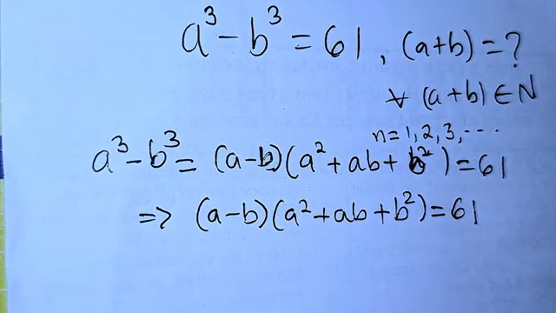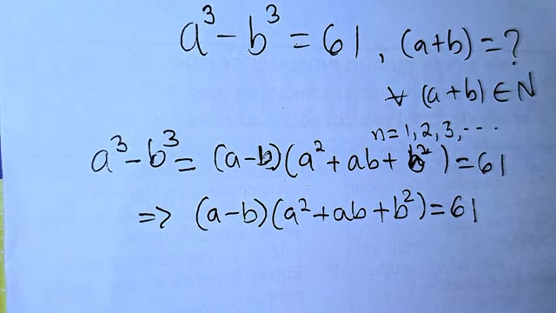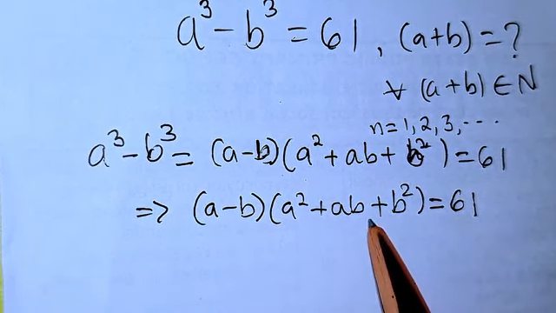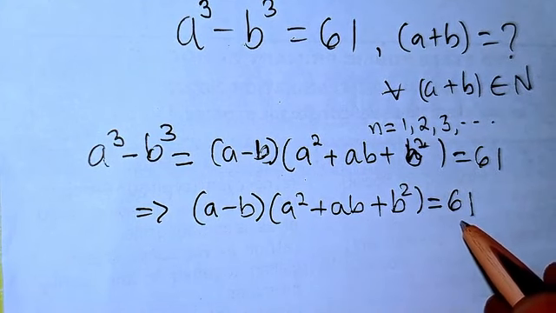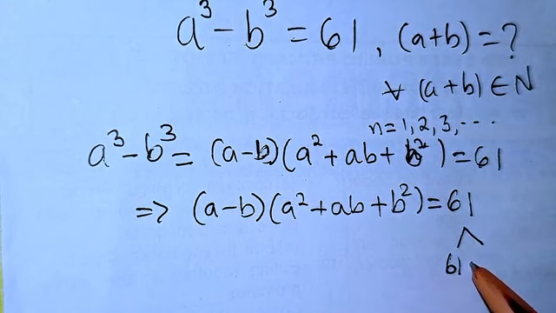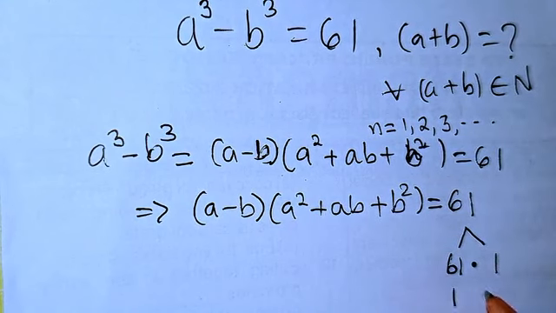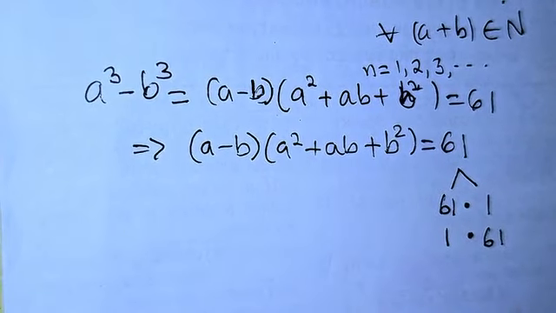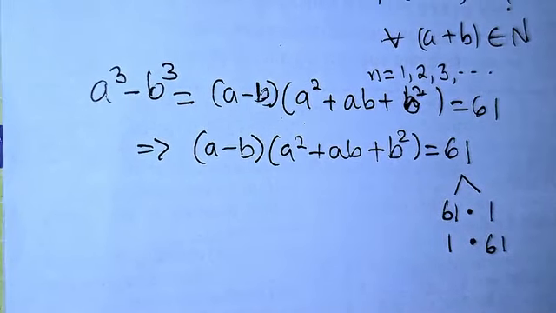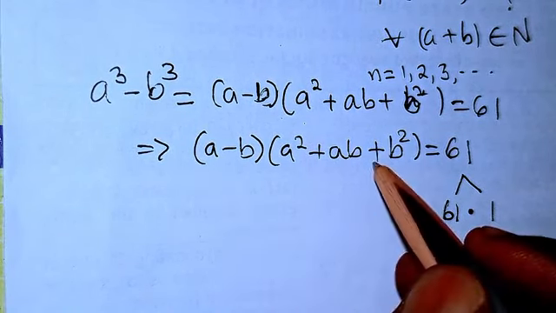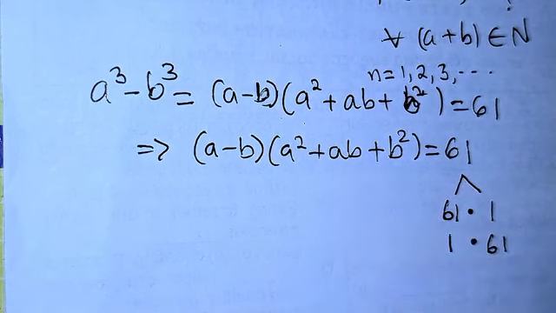Are you following? The next thing is, we've factorized this, so now let us factorize this 61. 61 can only be factorized as 61 multiplied by 1, or 1 multiplied by 61, because 61 is a prime number. Now we are going to compare the two factors. Which one is smaller, which one is bigger?